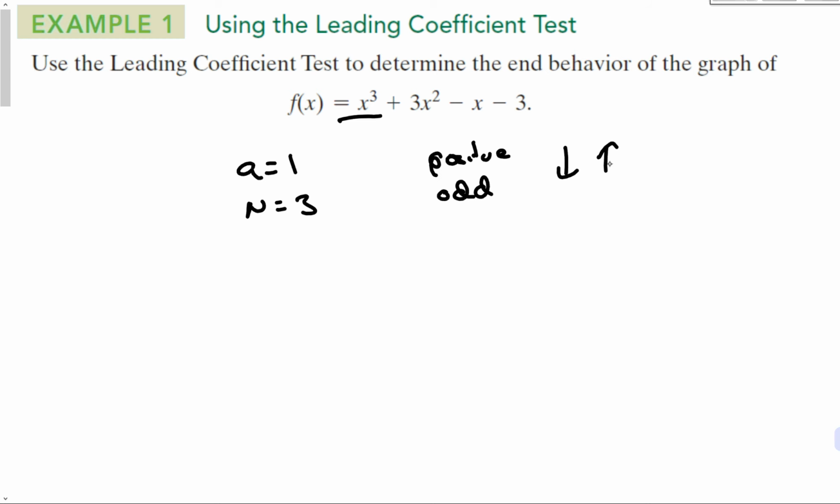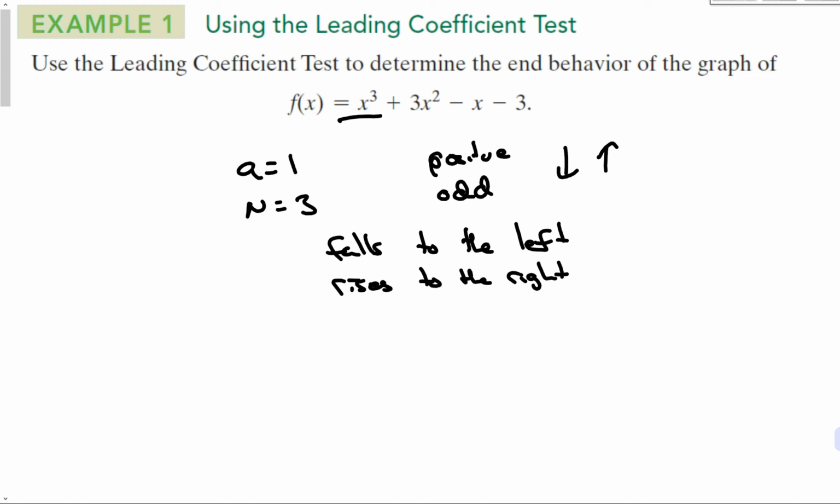Okay, but I'm not going to write it like that. Okay, we don't use these symbols. Those are not really how we're going to do this. So we can actually write it out. We can say that it falls to the left and rises to the right. That's one way to do it. That way is okay, but of course, there's a better way.